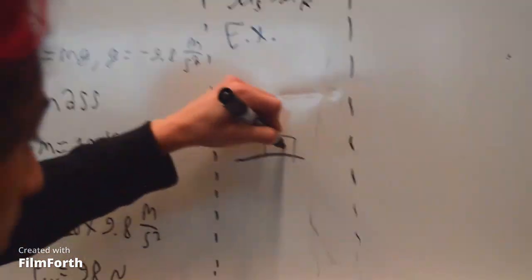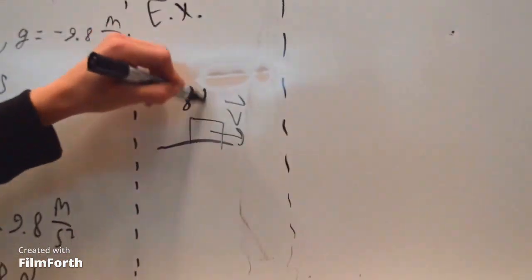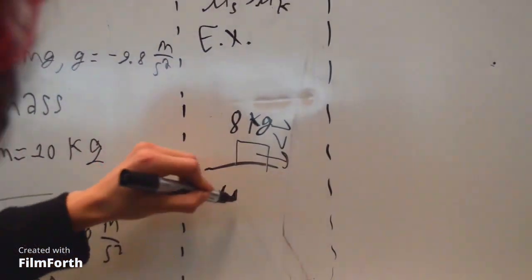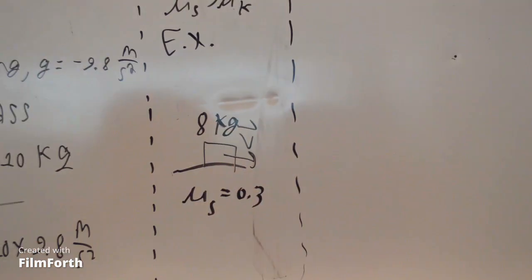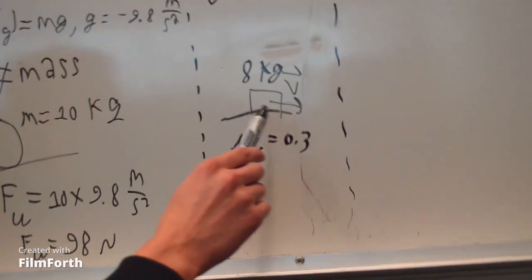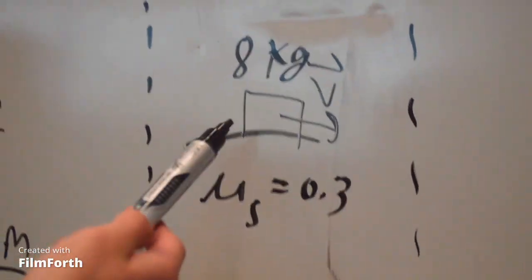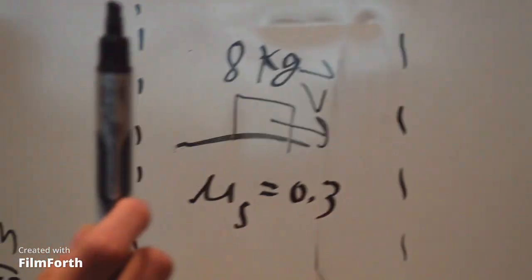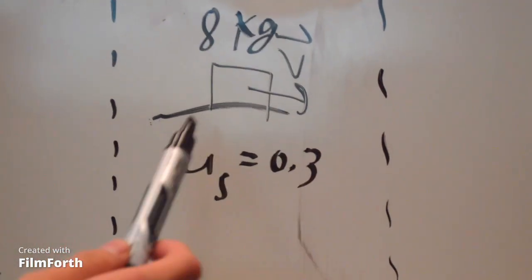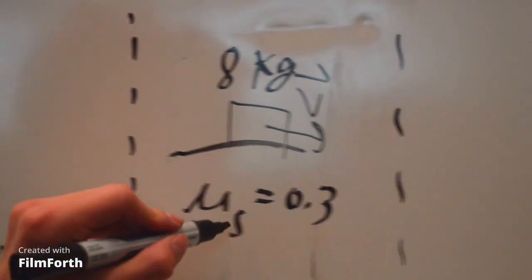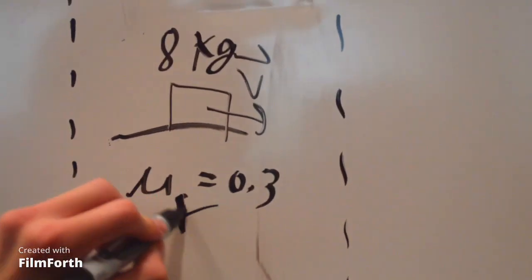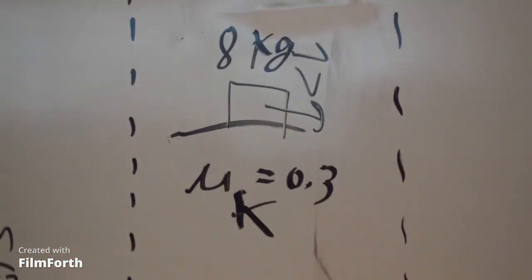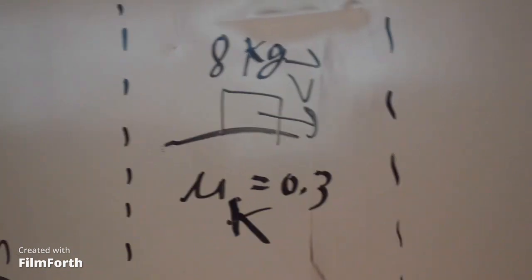So, for example, suppose we have an object that's just moving right now, an 8 kg object, and the coefficient of kinetic friction is 0.3. What is the kinetic friction force?